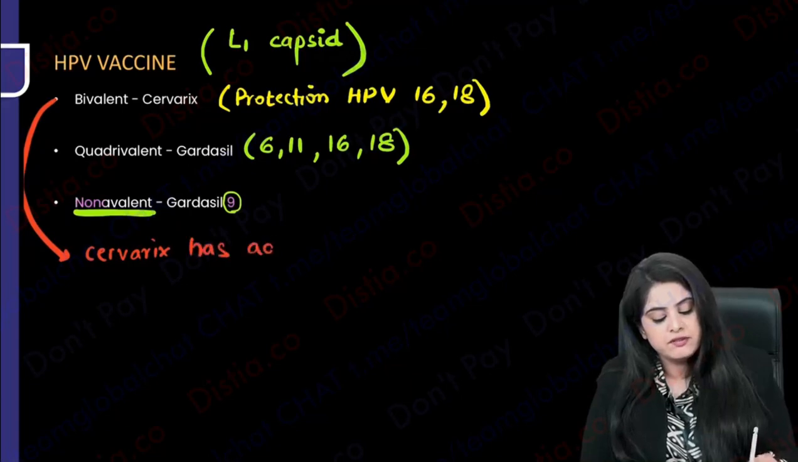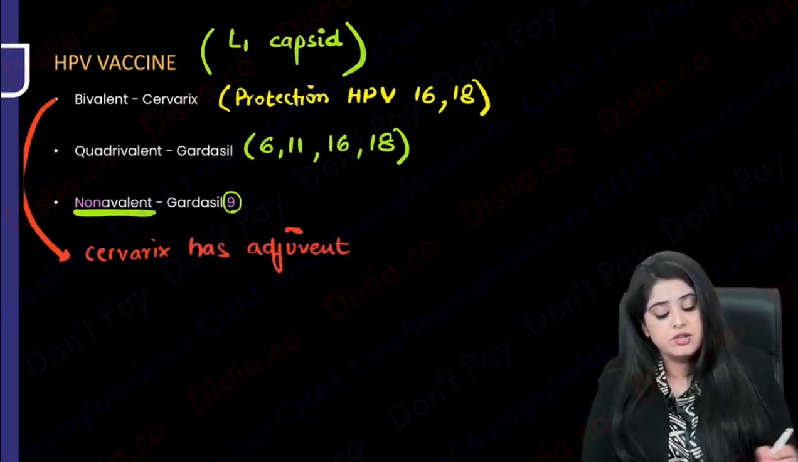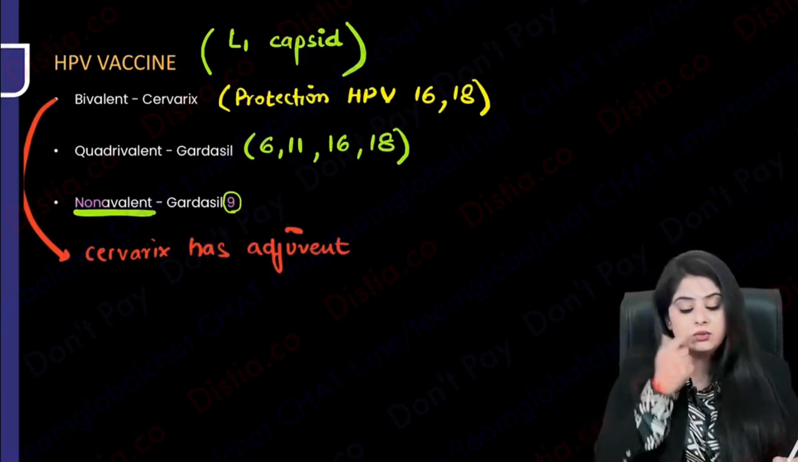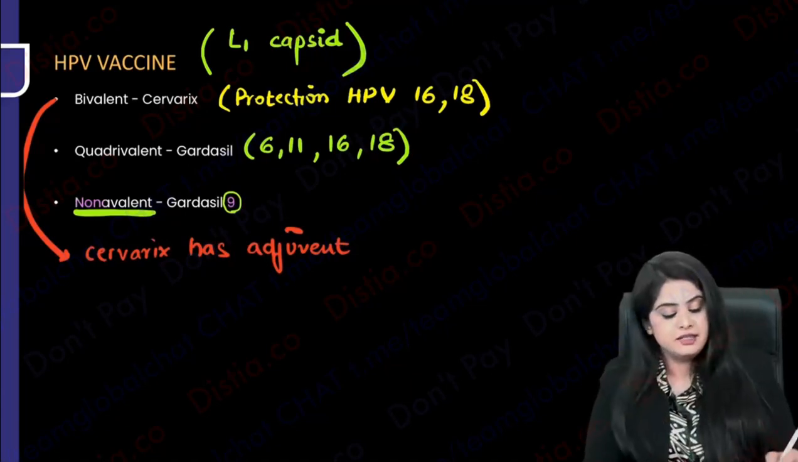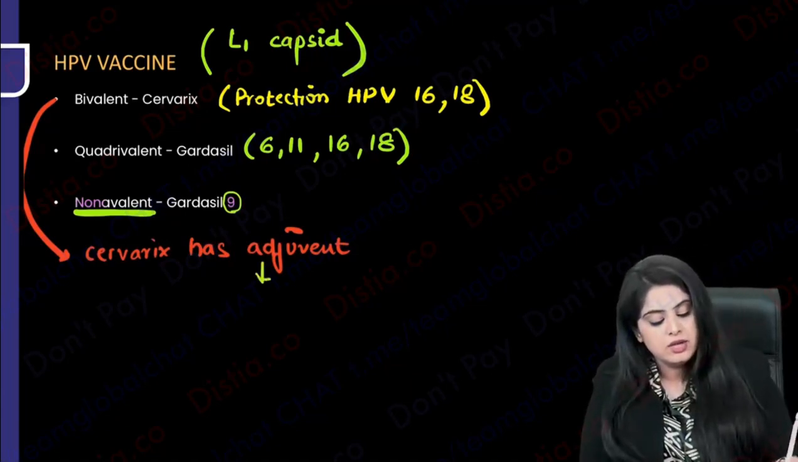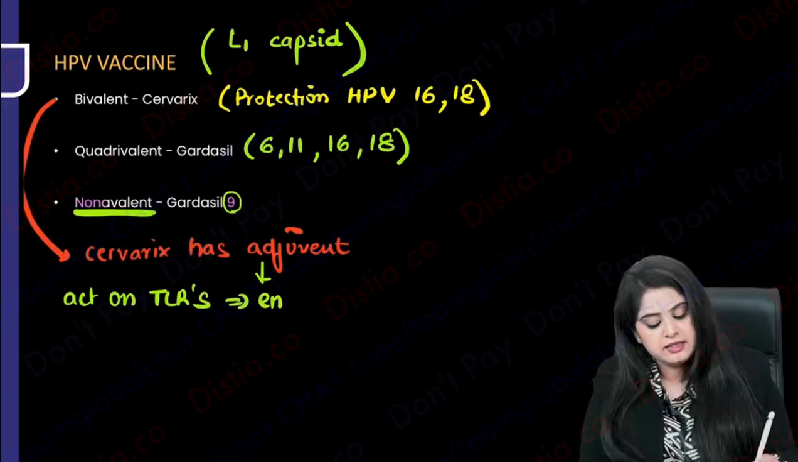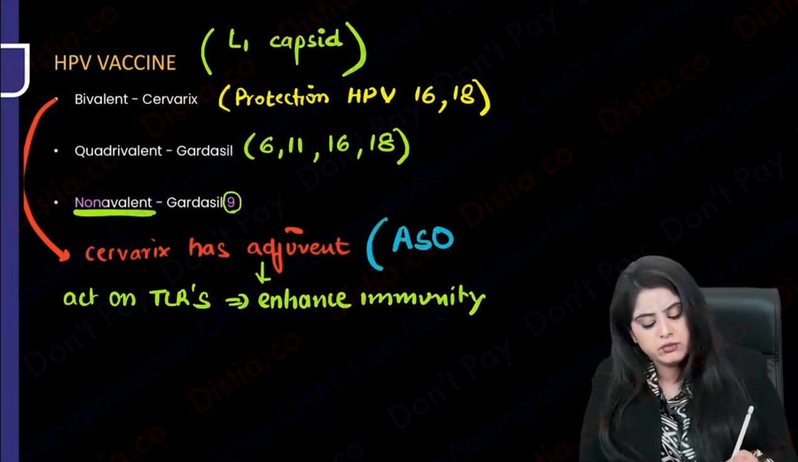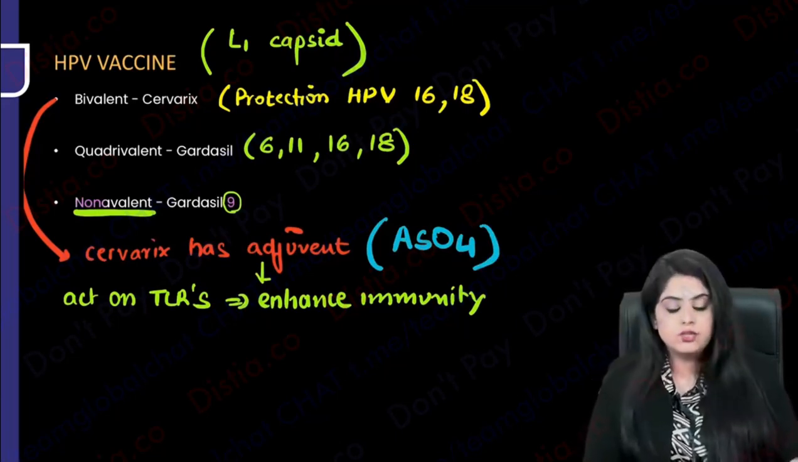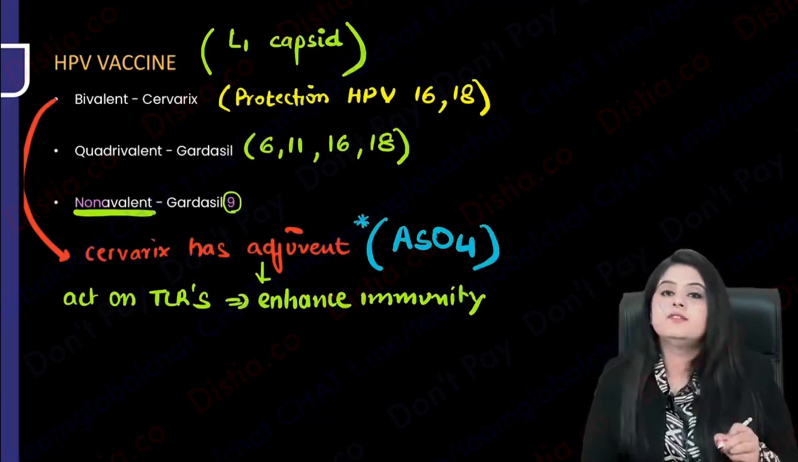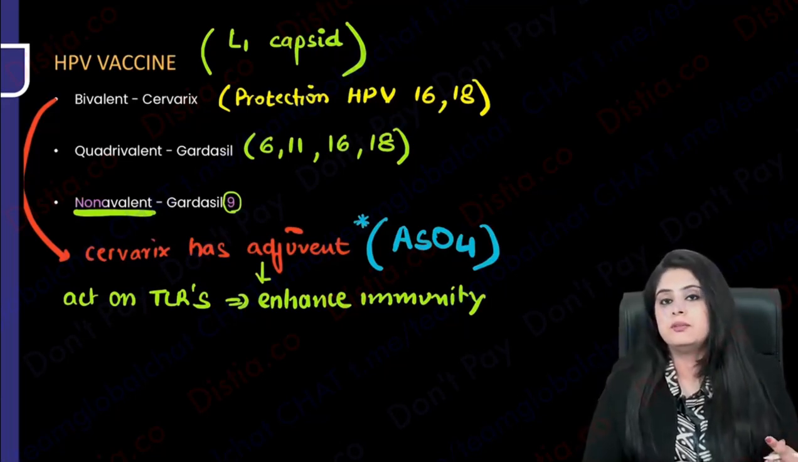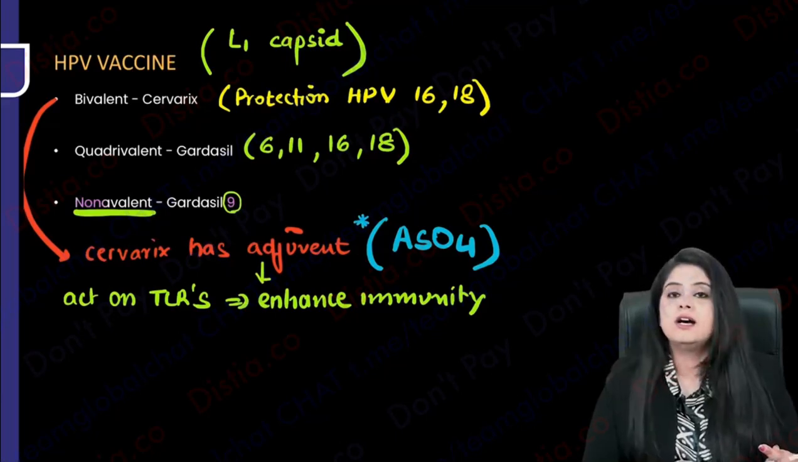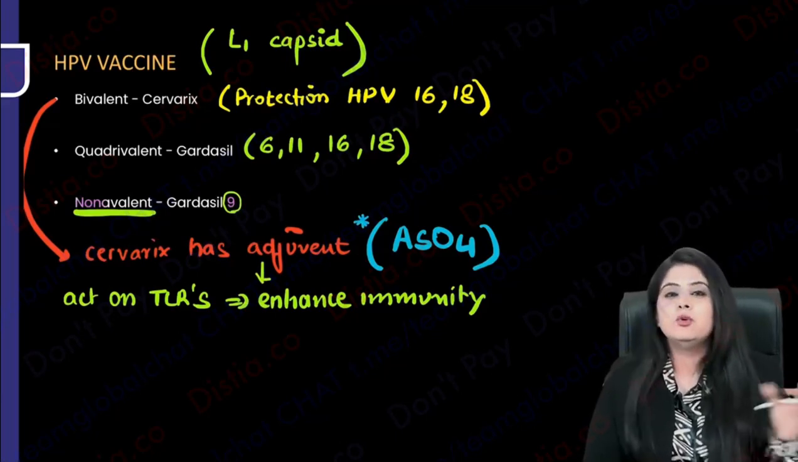This has an adjuvant. Firstly, go back to your basics of immunology and read what is an adjuvant. An adjuvant is a molecule that is added into a vaccine so that you can enhance the immunity. This is basically going to act on the toll-like receptors and enhance or incite the immune response or the immunity. So what is an adjuvant? You just need to know AS04 is a system, a system of adjuvants, and that is added into this Cervarix vaccine so that the immune response can be greater.